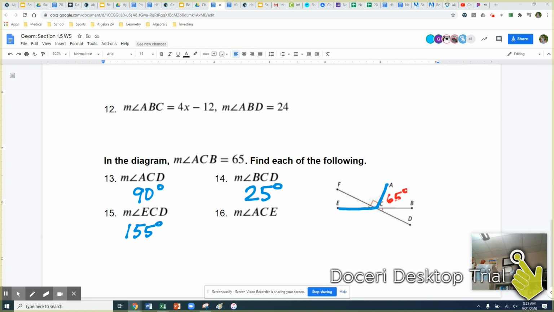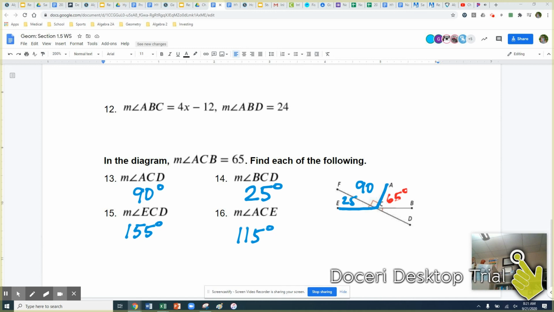So we have a 90 and we have a 25. We're simply just going to use that angle addition, add them up. We're going to get 115 degrees. Did I do that one right? Is that okay with you guys? Yeah. All right, 115 for that last one.